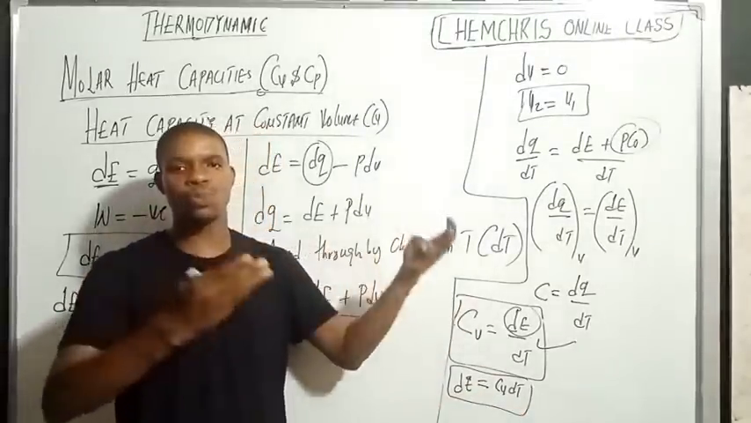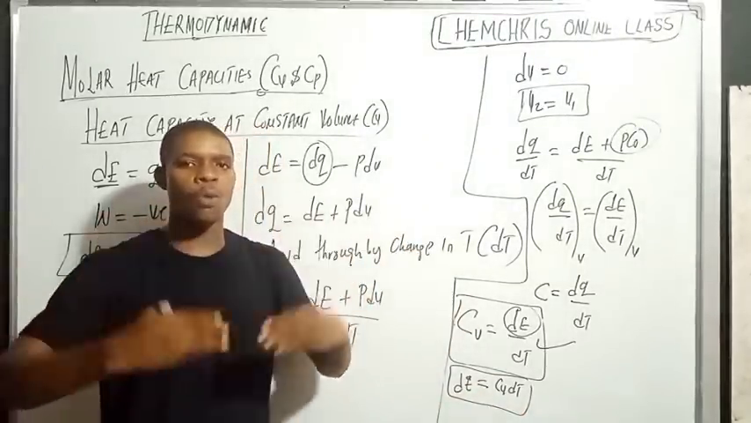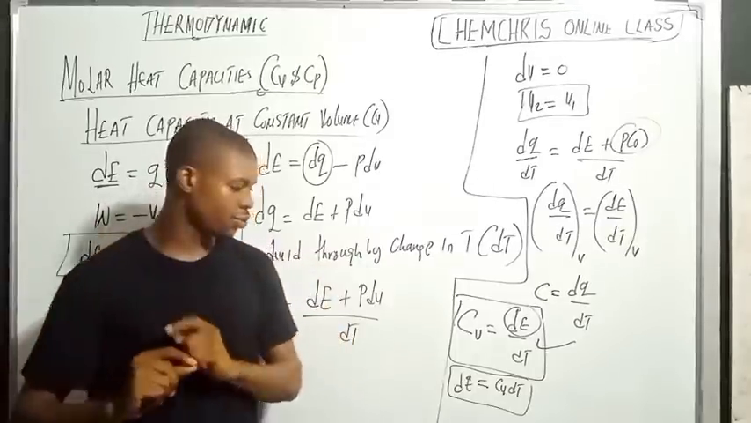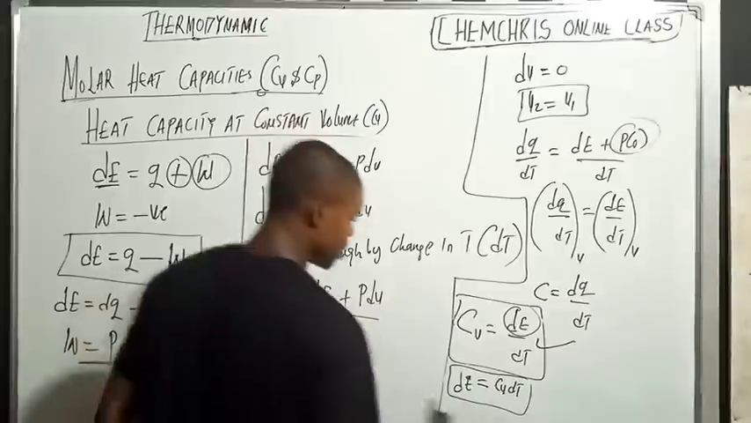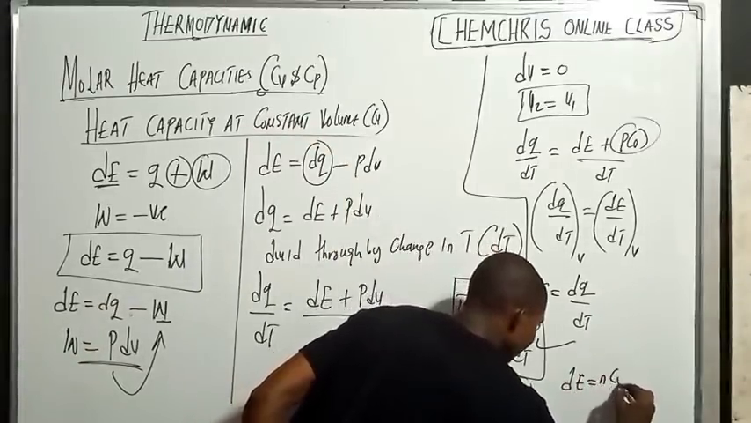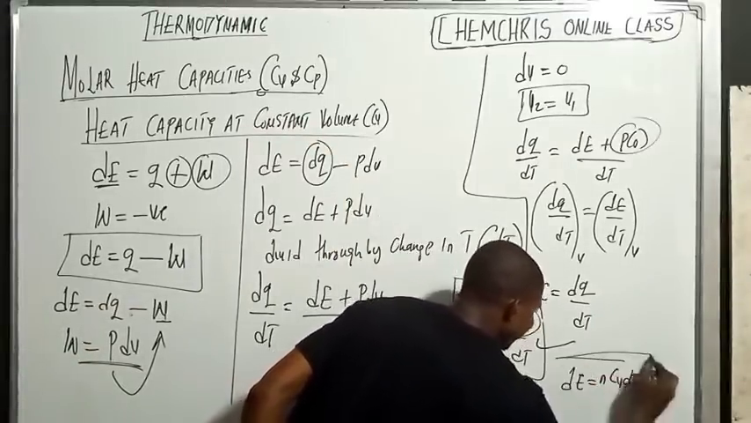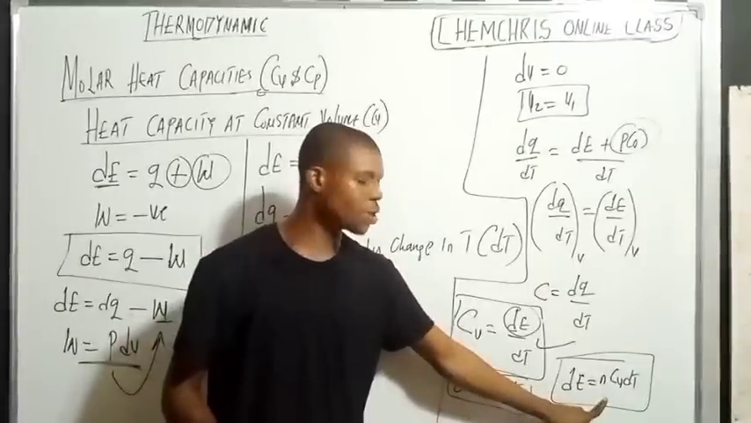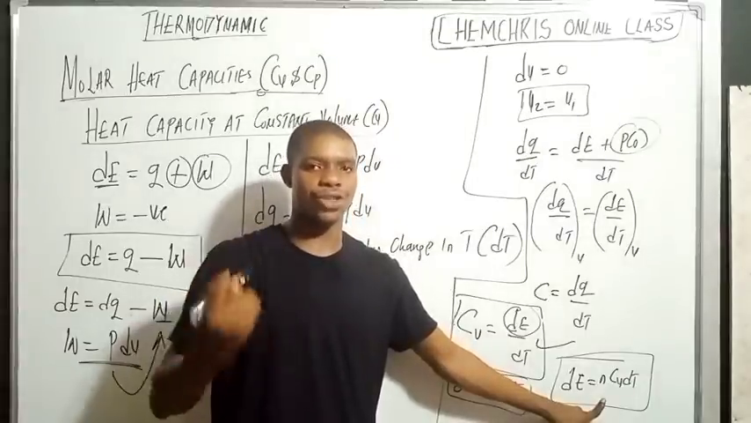When they say the mole is 2 moles, 3 moles, 4 moles, or 1.5 or 1.6, depending on the moles given to you, I'm not going to use this formula here. Change in E is equal to what? n C_V change in T. So this is the formula. You understand? So this is what I'm going to make use of in your calculation.